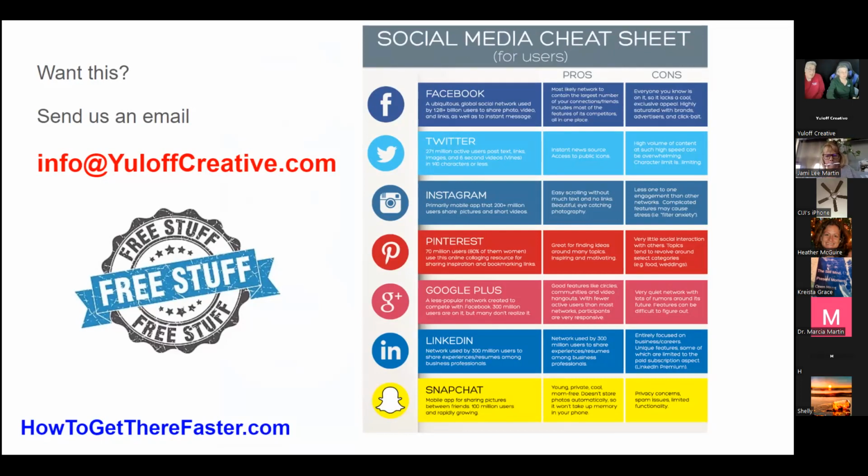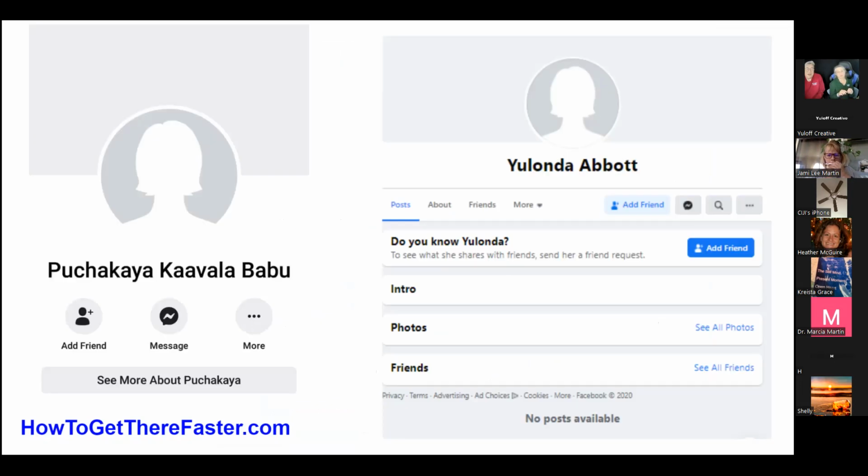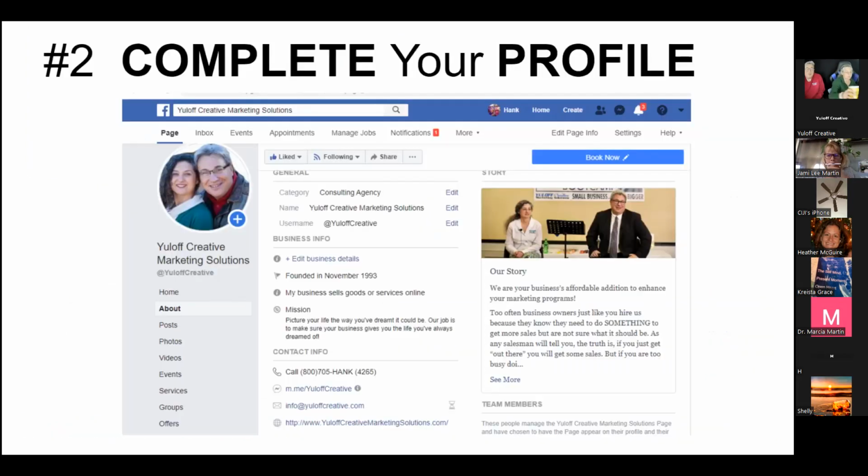Number 2C is complete your profile. These are 2 friend requests I got on Facebook. Not even close did I accept it. So you want to make sure that your profiles are complete. Instead of a logo, use your face. Make sure you have a cover photo on the ones that need cover photos. You have all your contact information on there.